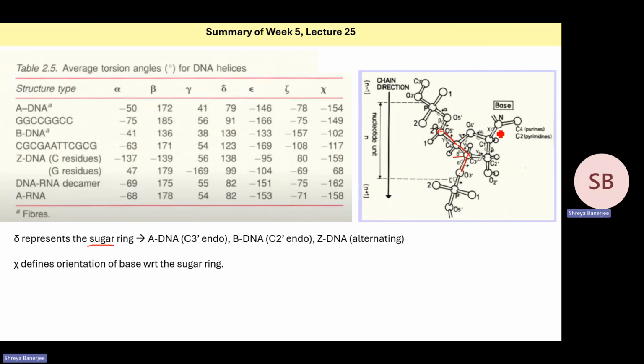Similarly, you have chi. Chi is this angle of rotation from the C1 prime to the N of the nitrogenous base. So chi is defining the orientation of the nitrogenous base with respect to the sugar ring. Like that, you have different torsional angles for the different kinds of DNA. You don't have to remember all these in detail. You can just remember the basic thing, that is, different torsional angles are there that define the different structures of DNA.